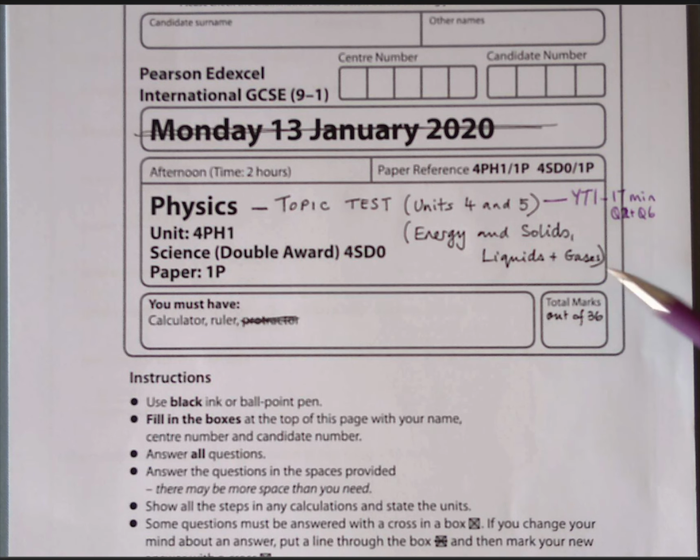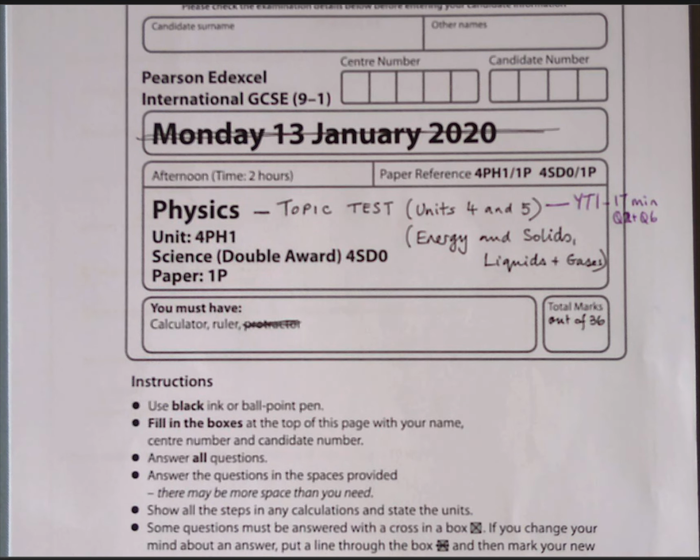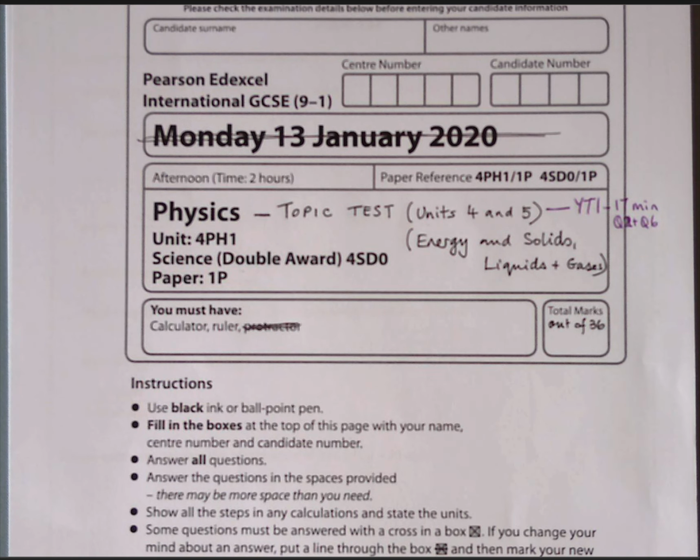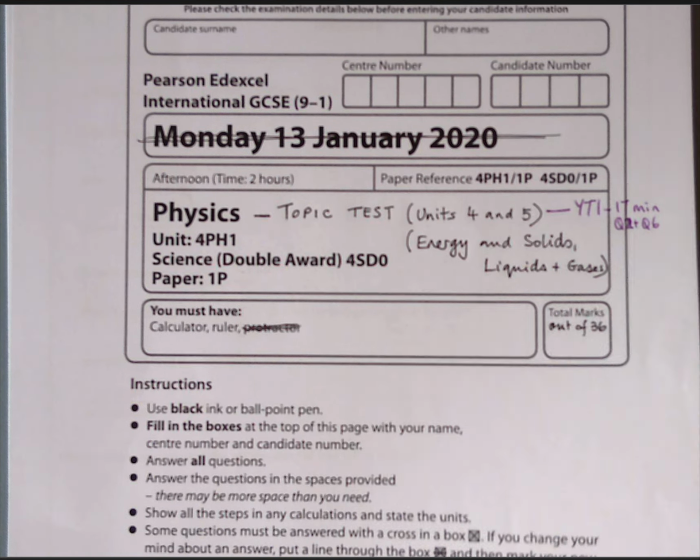For this topic, you also probably need to be aware of the forces unit, because you can't get exam questions in year 11 which do not cover previous topics, because they're integrated.